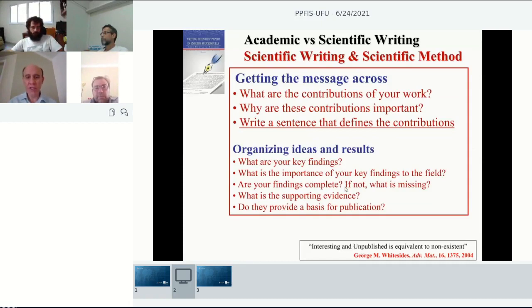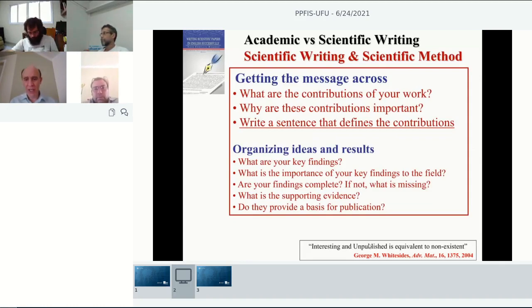I like this quote by Professor George Whitesides, who is from the chemistry department at Harvard University, because he's quite a prolific author with more than 1,000 papers published. And he says, uninteresting and unpublished is equivalent to non-existent. So we should try and publish everything that we do, provided there is quality there.